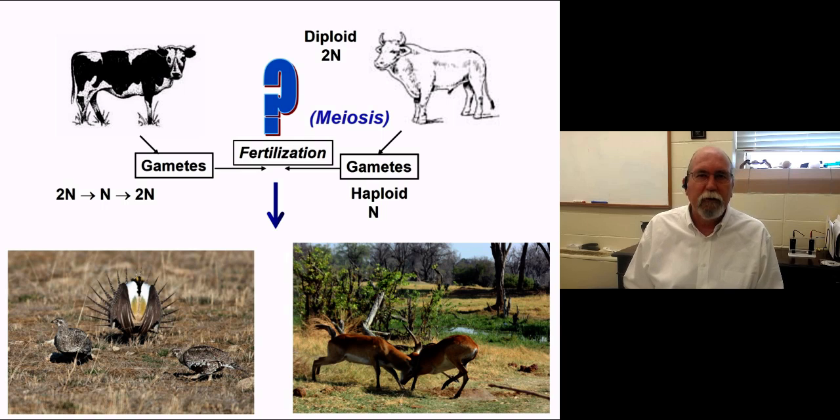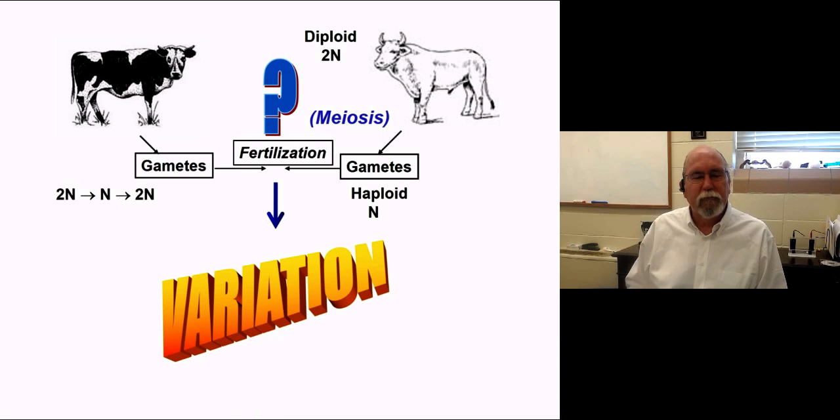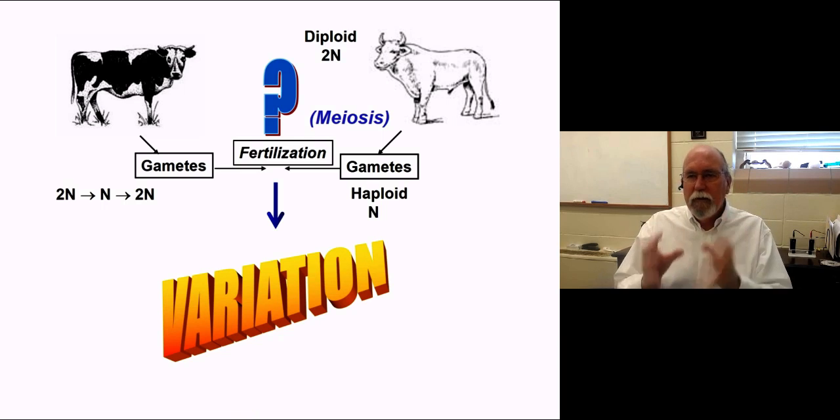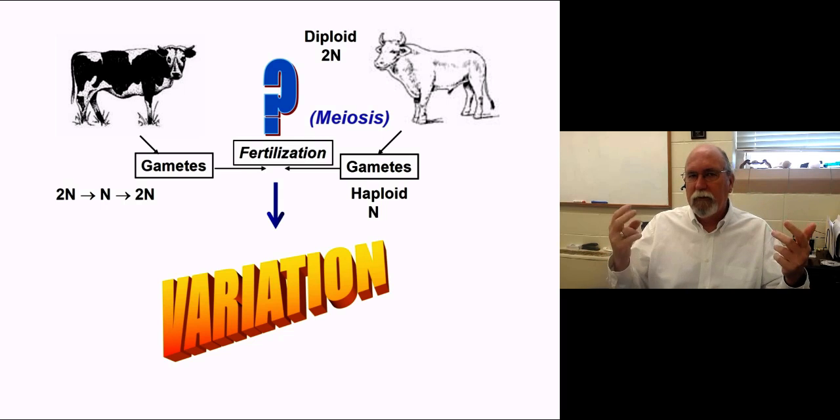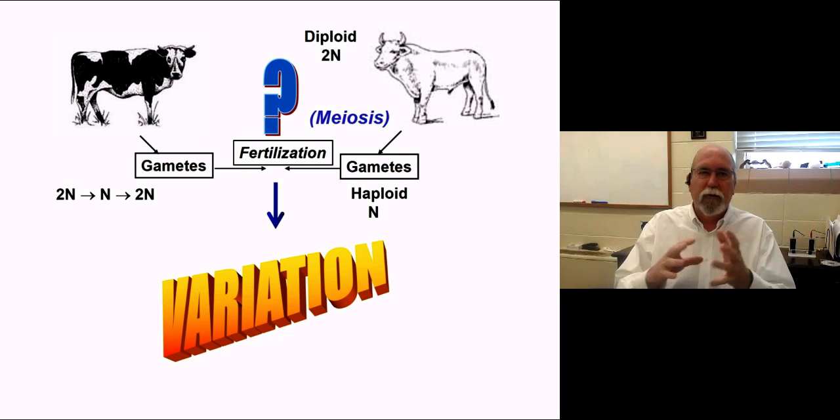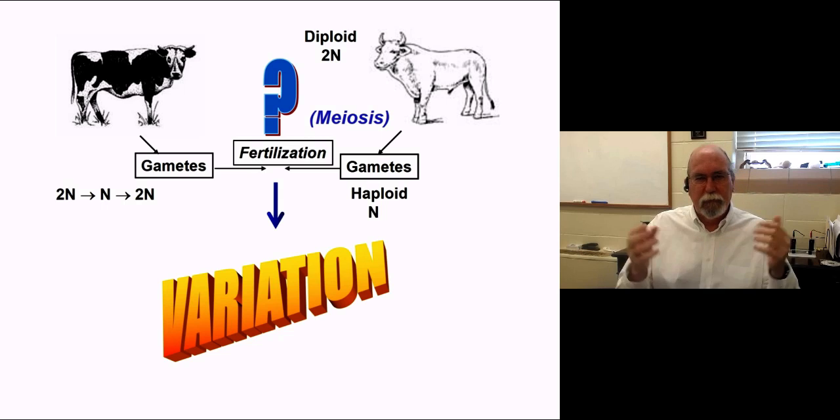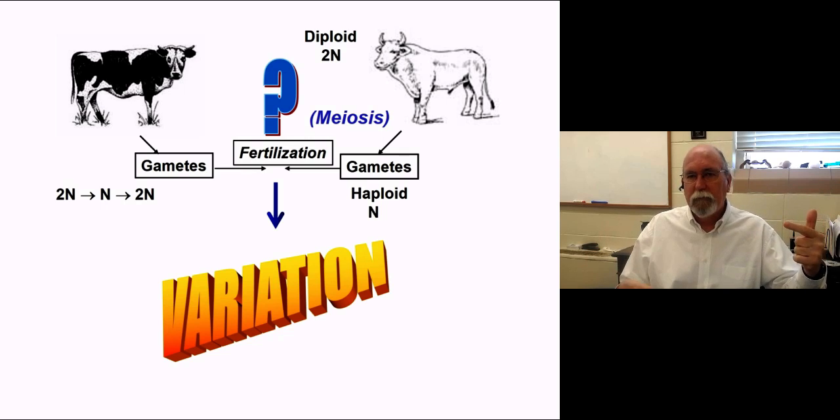Well, it's a pretty simple answer. The answer is that there's variation. Nothing creates as much variation as the process of segregation and independent assortment. We'll talk about recombination later on, but just those two processes. Don't have to worry about recombination at this point. Just meiosis, just going through the process of meiosis, producing segregation and independent assortment, makes more variation than anything.